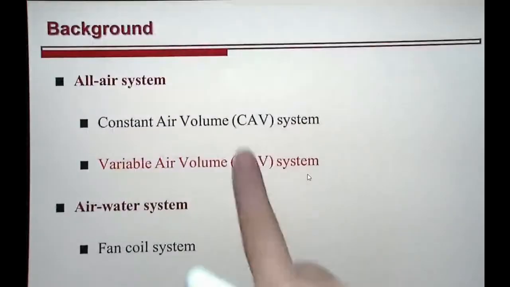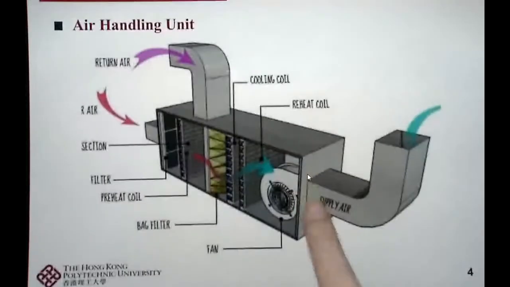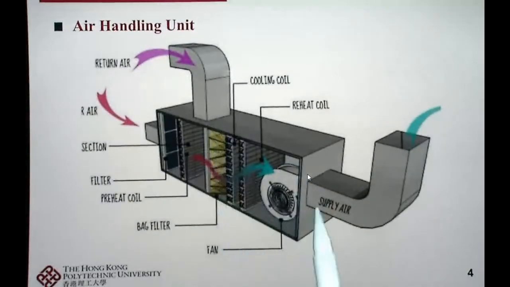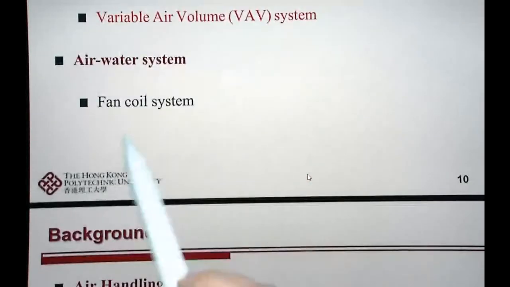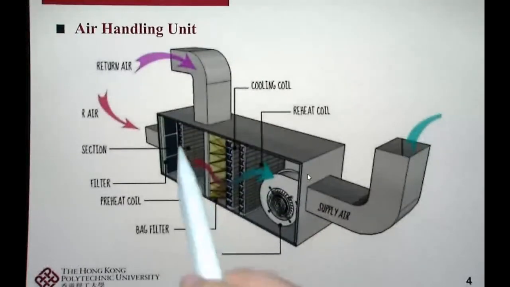Both the CAV system and VAV system, as we have already covered, will have air handling units inside for the system. Also for the fan coil system, if we use the primary air fan coil system, that means we have a primary air handling unit for the whole system before it supplies air to individual fan coil units in each room. So air handling units might also exist in fan coil unit systems.